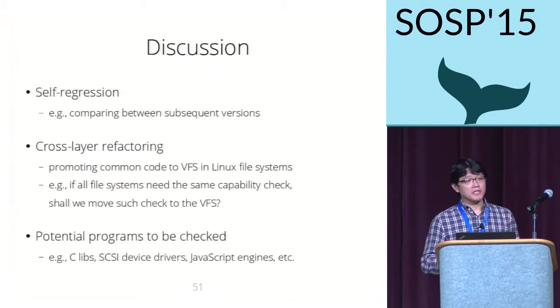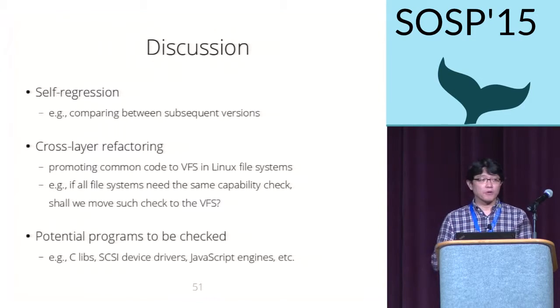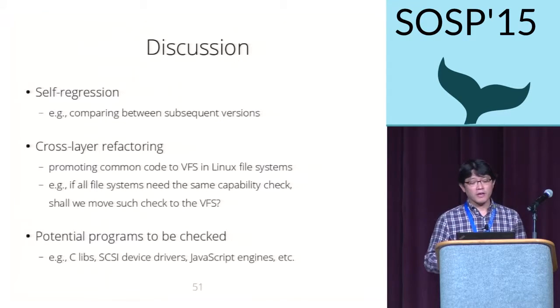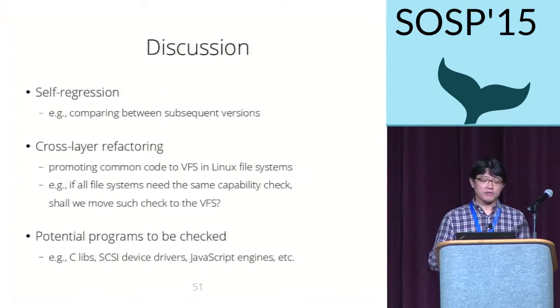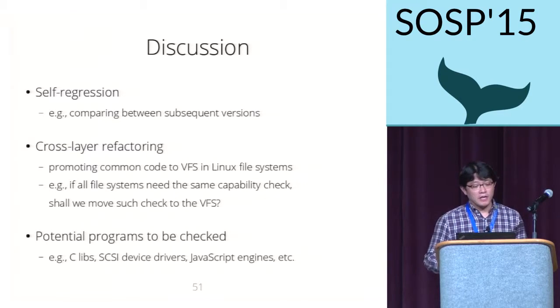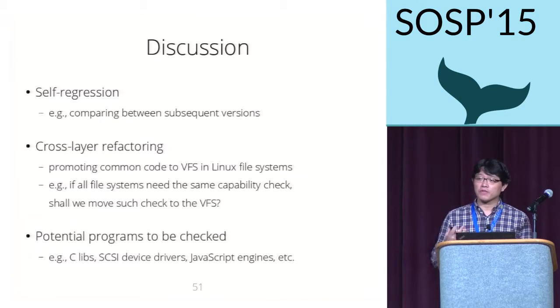Despite this limitation, we think Juxta's approach is very promising. And we have many promising directions for further research. One such direction is a self-regression tool, handling the subsequent versions of the same software as different software implementations. And the second one is a cross-layer refactoring tool.